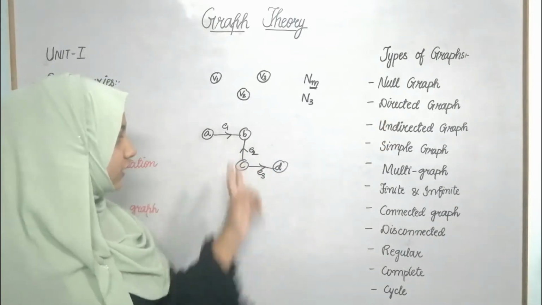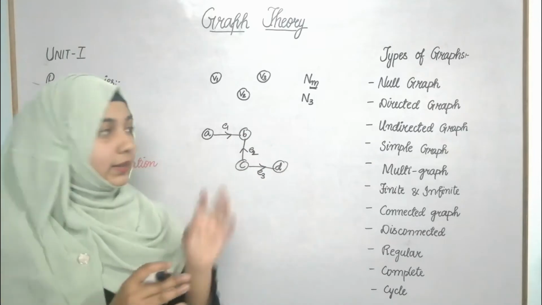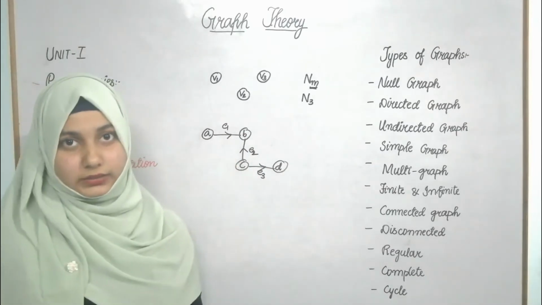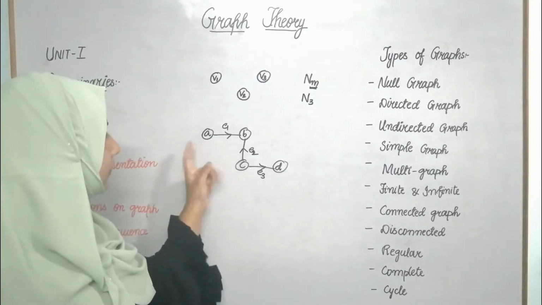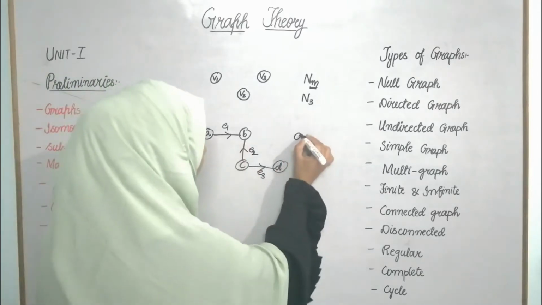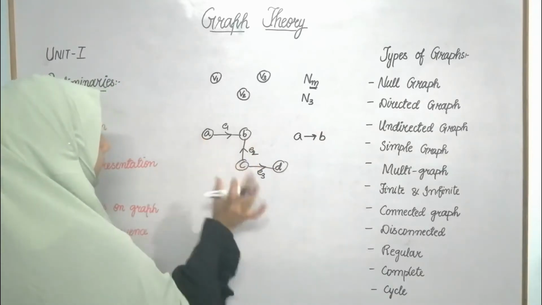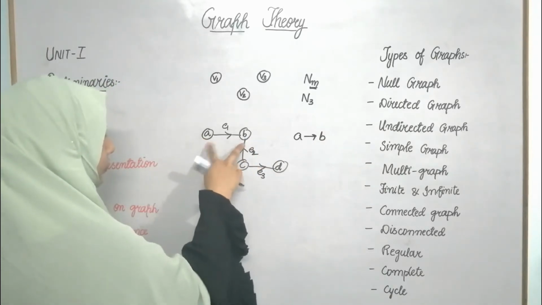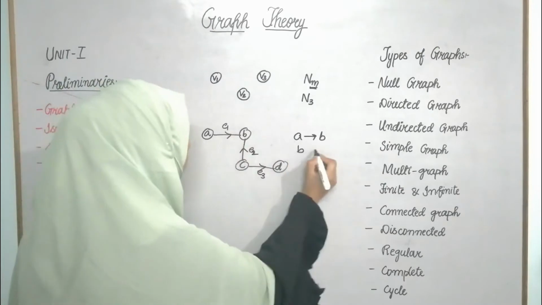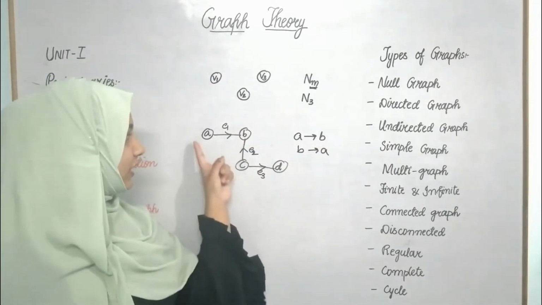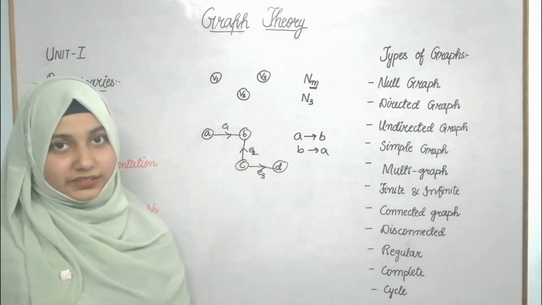In a directed graph, the direction that is given to you, you can only travel in that direction. See here, for traveling from A to B, you can only go from A to B. If you want to travel to a vertex, you can only travel in this direction. You cannot travel from B to A. It's like a one-way road. You can only travel in one direction. You cannot come back in the other direction.